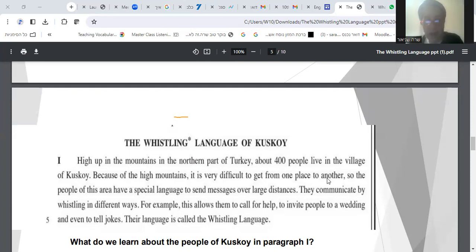So, the people of this area have a special language to send messages over large distances. People in this area have a special language. You see the adjective comes before the noun, special language, to send messages, over large distances.